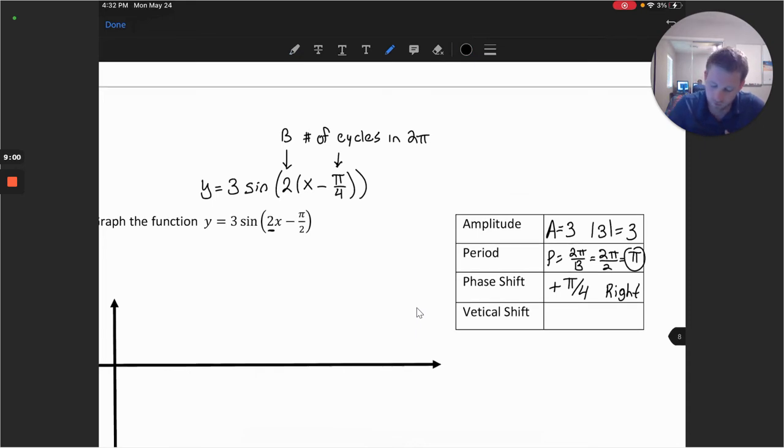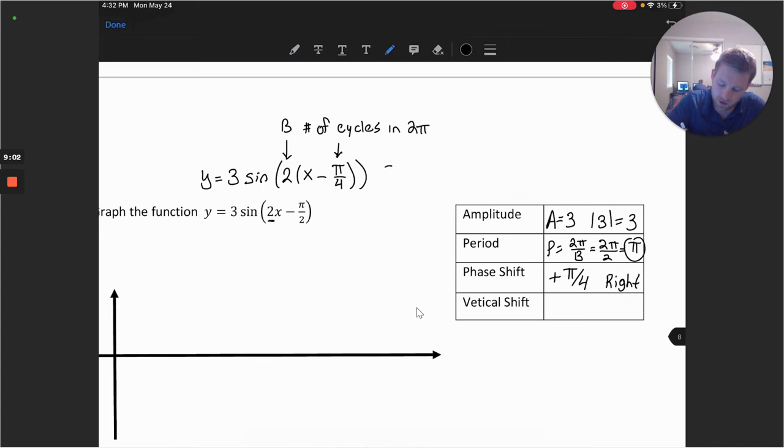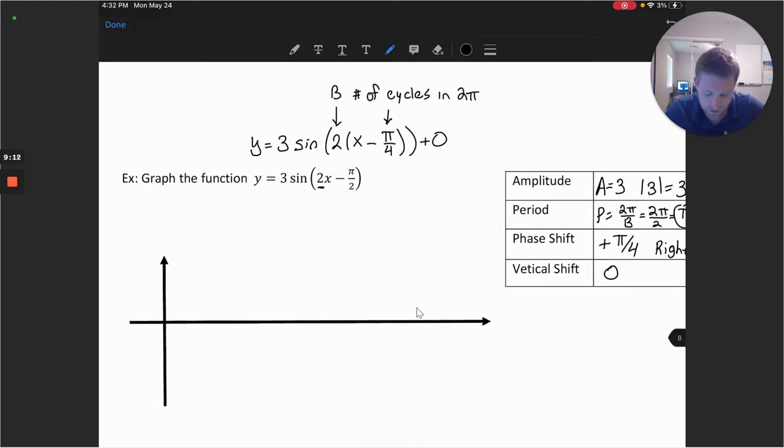And then finally, the vertical shift, there's no d value out here. It would be just 0. And so we'd have a vertical shift of 0. So let's consider how we take all this information and graph.